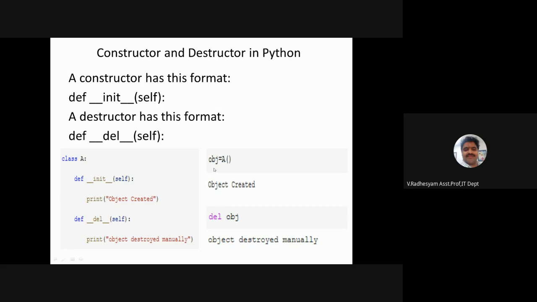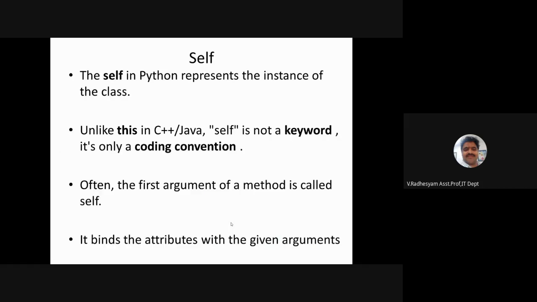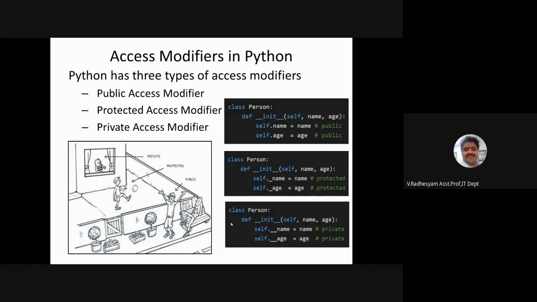So what is the object? Obj. We can delete that, right? And what is self? Self is similar to the this keyword in C++ or Java, which is a coding convention, and it is the first argument of a function, right?